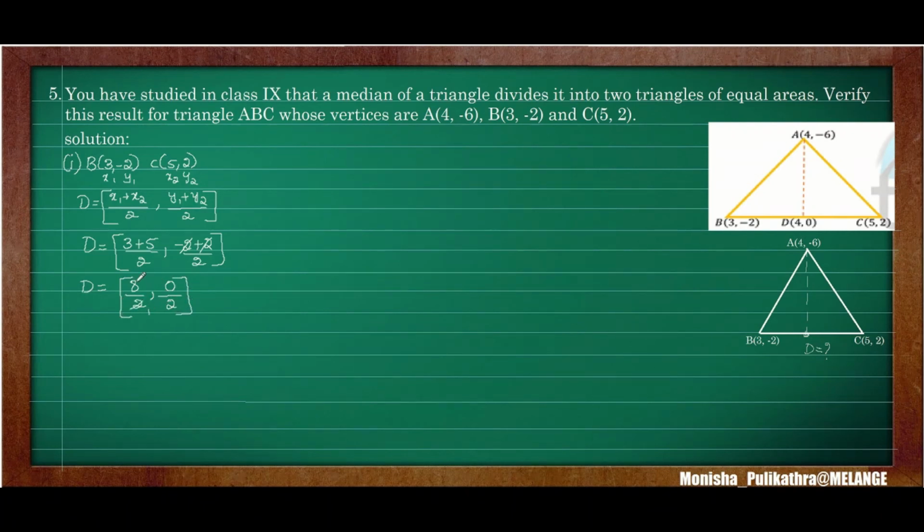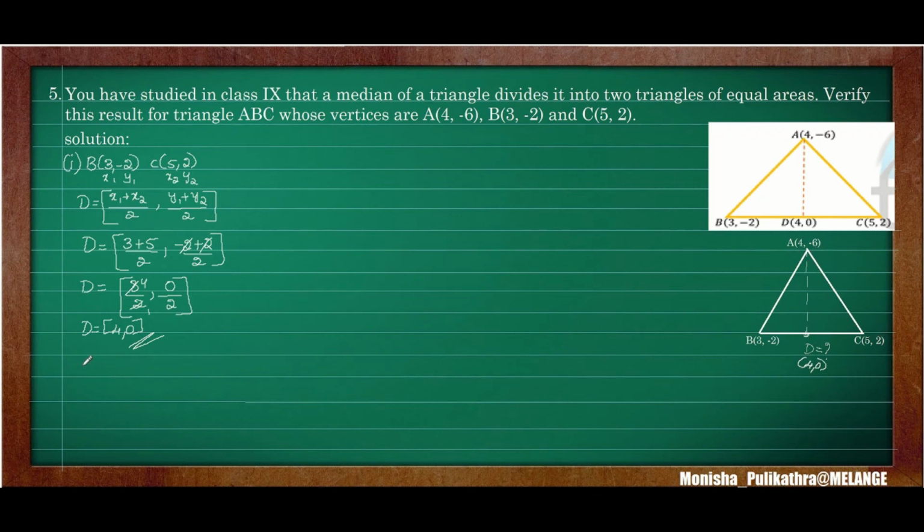So here 2 1s are 2, 4s are 0, divided by 2 is 0 itself. So the midpoint D is given by (4, 0). Okay, so this is the midpoint D. So D is (4, 0). So next we need to find the area of triangle of both halves ABD and ADC.